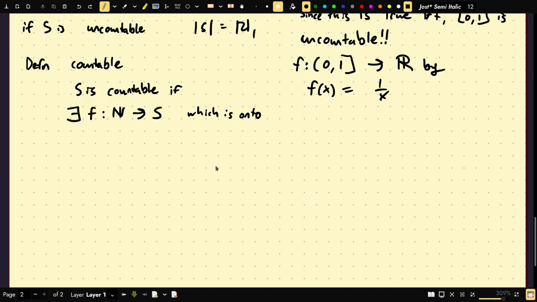Okay, let's apply some of what we've made to give you a list of theorems which may help on homework and things like this. Theorem: the union of countable sets is countable. So basically what we're going to do is count them at the same time, right? We're going to alternate counting them.